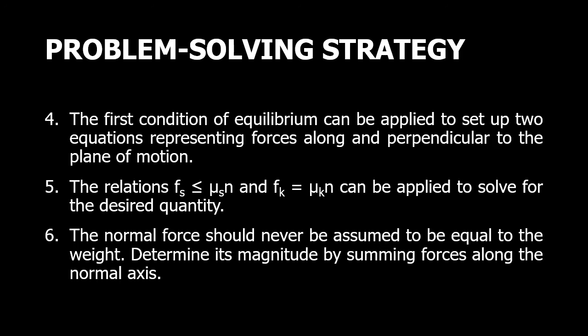Number 4, the first condition of equilibrium can be applied to set up two equations representing forces along and perpendicular to the plane of motion. And also the relations of the static friction, which is less than or equal to the coefficient of static friction times the normal force, and the kinetic friction equal to the coefficient of kinetic friction times the normal force, can be applied to solve for the desired quantity. Number 6, normal force should never be assumed to be equal to the weight, because its magnitude is determined by summing forces along the normal axis.